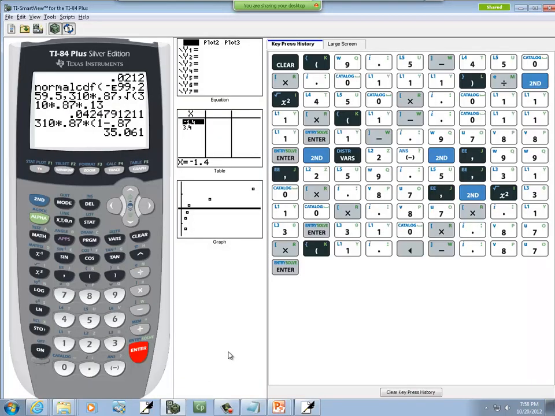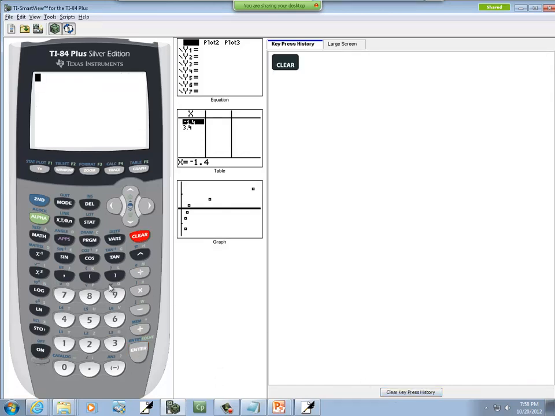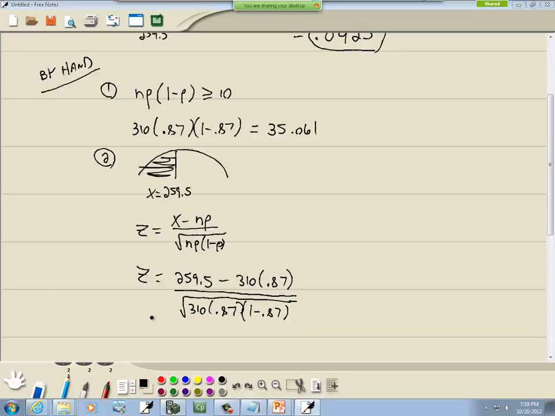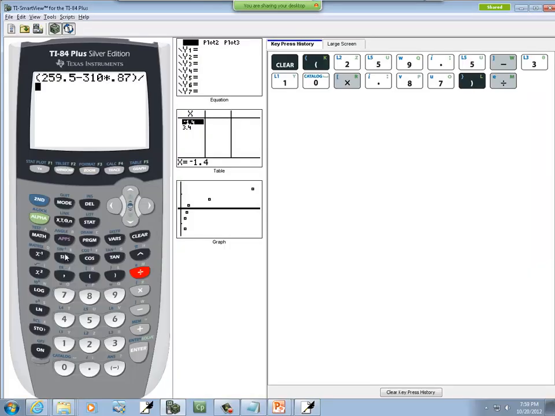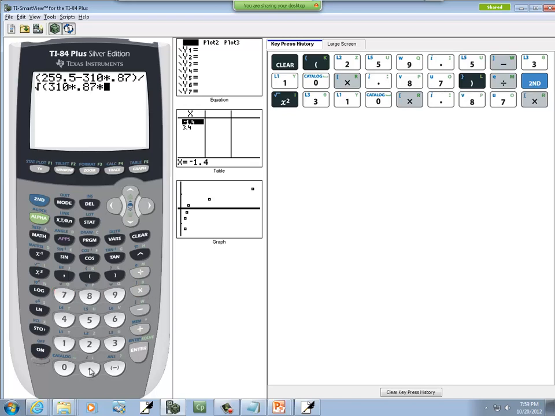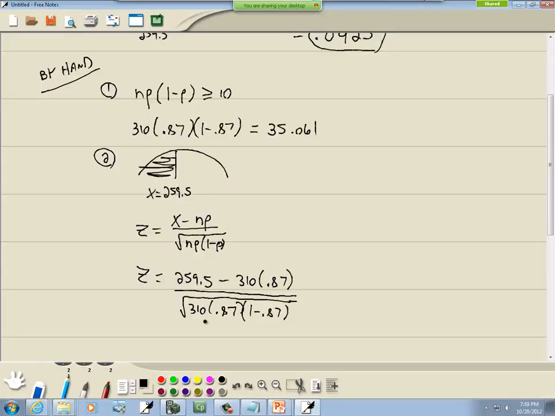Now again, put parentheses on top when you plug in your calculator. So I do beginning parentheses 259.5 minus 310 times 0.87. Don't put any extra parentheses if you can help it. So close parentheses, divided by, then the square root. So do second x squared, 310 times 0.87 times 0.13. 1 minus p is just, they add up to 100%. And we get negative 1.72.